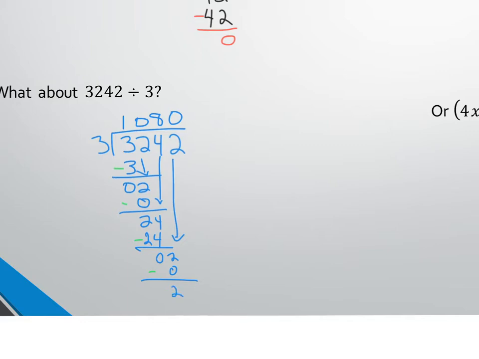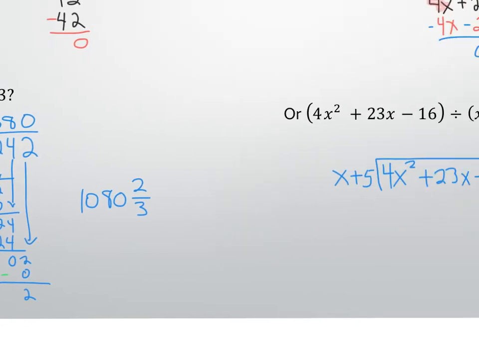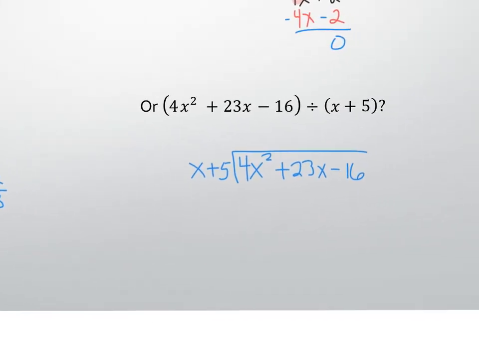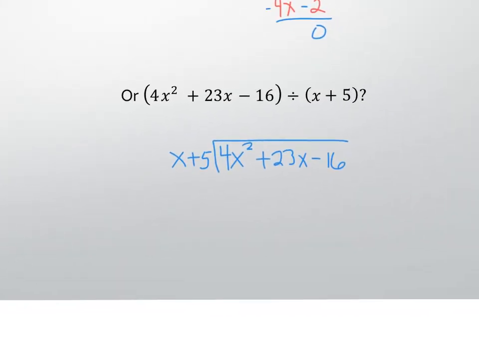What did we do back in the day if we had a remainder? Well, we wrote it as a mixed number. We said 1080 and 2/3. Okay, so we're going to do something similar. Like if this example had a remainder, this one will probably also have a remainder. Okay, so we're saying in our minds x into 4x squared. Well, that is 4x, right? And we have the placeholder.